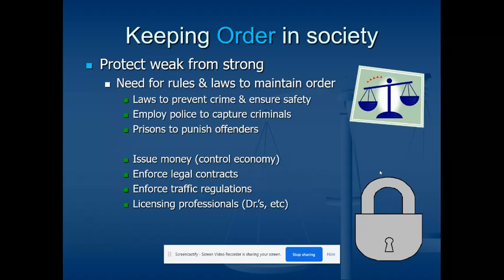Monetary controls is more about the circulation and flow of money and having a common currency so that somebody doesn't try to pass you a California dollar bill and you think that it'll be valuable when in reality it's not. Enforcing legal contracts, or traffic regulations, those kinds of things are pretty, I think, straightforward.